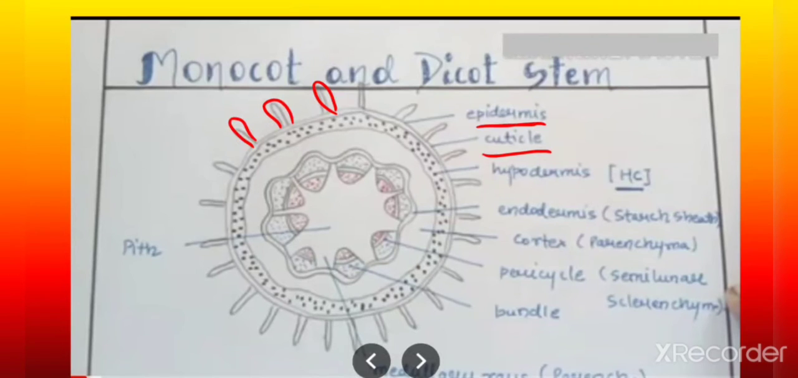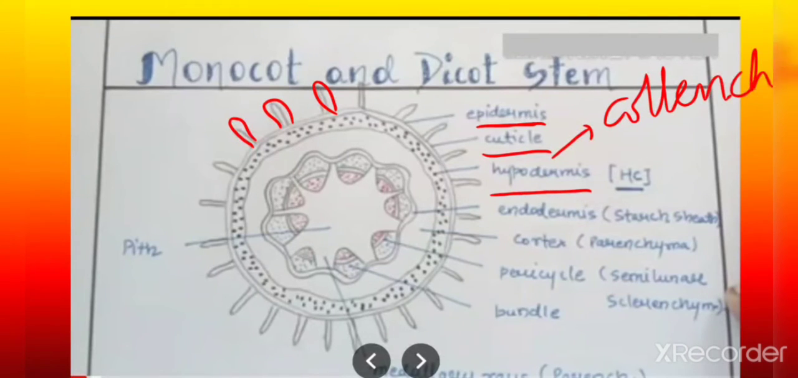Then inner to the epidermis, we have the second tissue, that is the hypodermis. You should not be confused. Of course, this is going to be a part of the cortex. Cortex is formed by the combination of hypodermis. So first of all, on the outer extensions of the cortex, we have the hypodermis. Now, the hypodermis is made of collenchyma cells in this case.